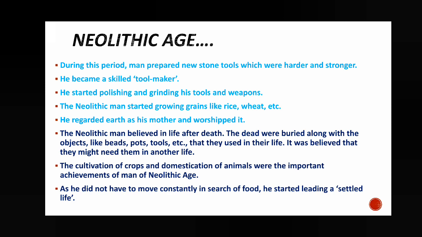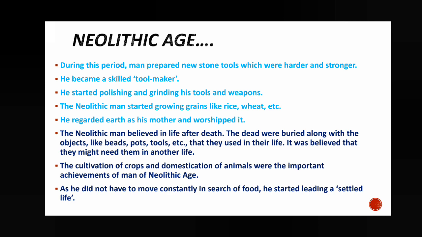He started polishing and grinding his tools and weapons. Polishing and grinding means giving a finish so that it can cut anything easily, it can hit anything easily. The Neolithic man started growing grains like rice, wheat, etc. He regarded earth as his mother. They thought that earth is like their mother, and that's why they started to worship the earth. And in this age they started to follow different types of religious activities.